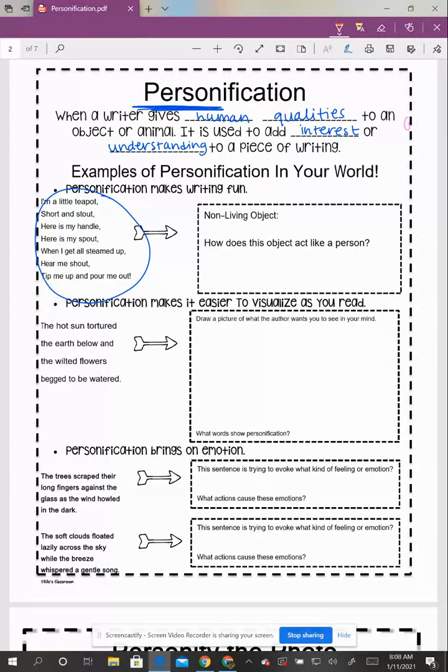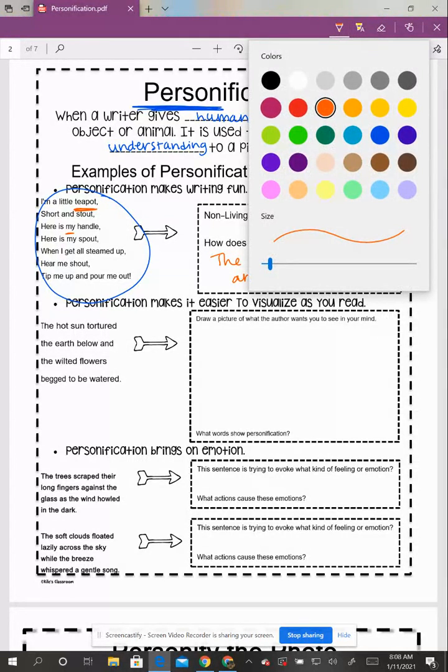Now, we want to identify first what is the non living object? What is the thing that is not a human? It should be the teapot. We know that unless you're in Beauty and the Beast, a teapot cannot come to life. Now, how does this object act like a person? Well, there are lots of different things. They say that she's short and stout, that this is her handle, right? When it's using words like my to describe the teapot, well, we know the teapot can't really talk. But in this, the teapot specifically shouts, right? Hopefully your teapot at home doesn't actually shout words and talk. Two things that a teapot can't actually do.